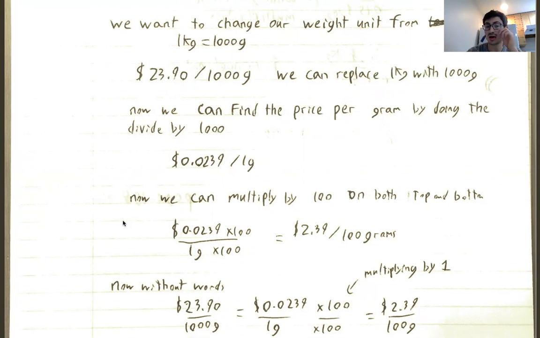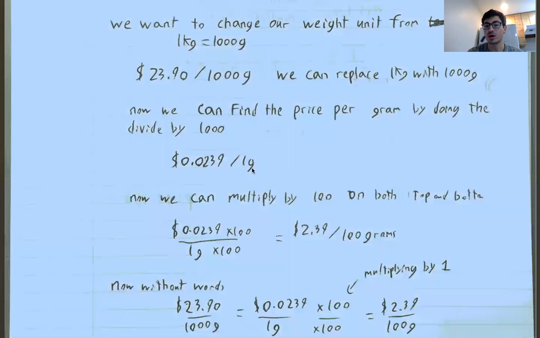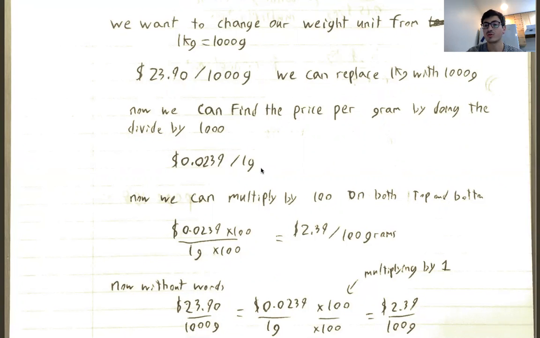So we can multiply the 2.4 cents per gram by 1. It doesn't change it. You can multiply by 1 and still get the same value. We can multiply by 1 as many times as we want, and however we want, as long as it's 1. So what we do is we have 100 divided by 100, and that equals 1. So we're going to multiply our 0.0239 divided by 1 gram by 100 over 100, which is multiplying by 1.